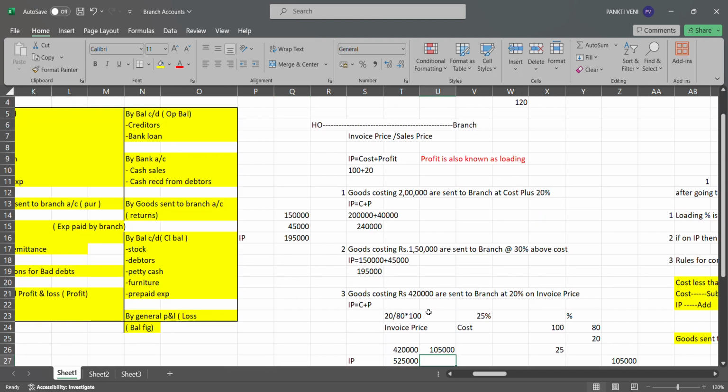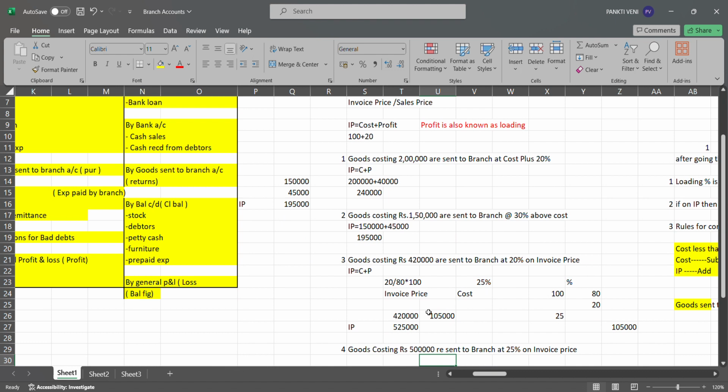Then we have goods costing rupees 4 lakh 20,000 are sent to branch at 20% on invoice price. Invoice price is equal to cost plus profit. So 4 lakh 20,000 is the cost price and it is sent to branch at 20% on invoice price. 20% here is on invoice price, not on cost price. If you see the second sum above, 30% is on cost price. Here 20% is on invoice price.